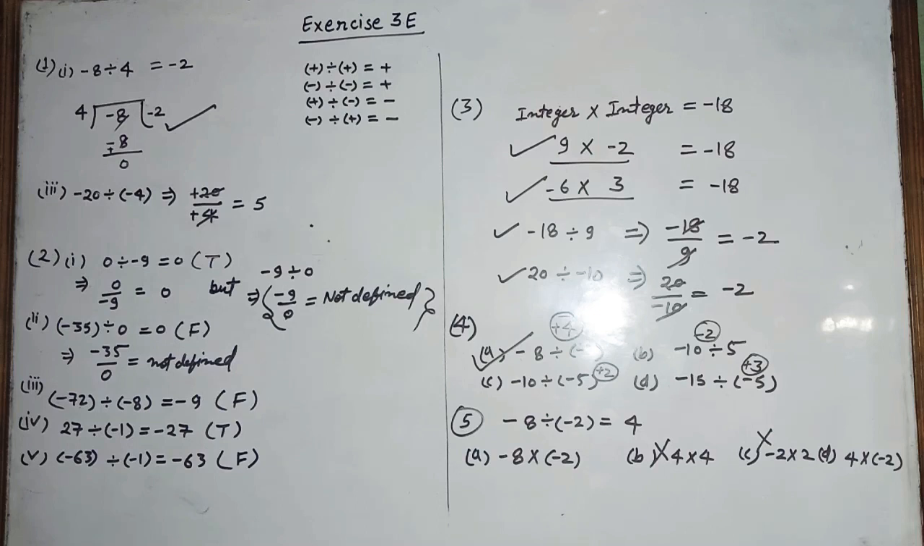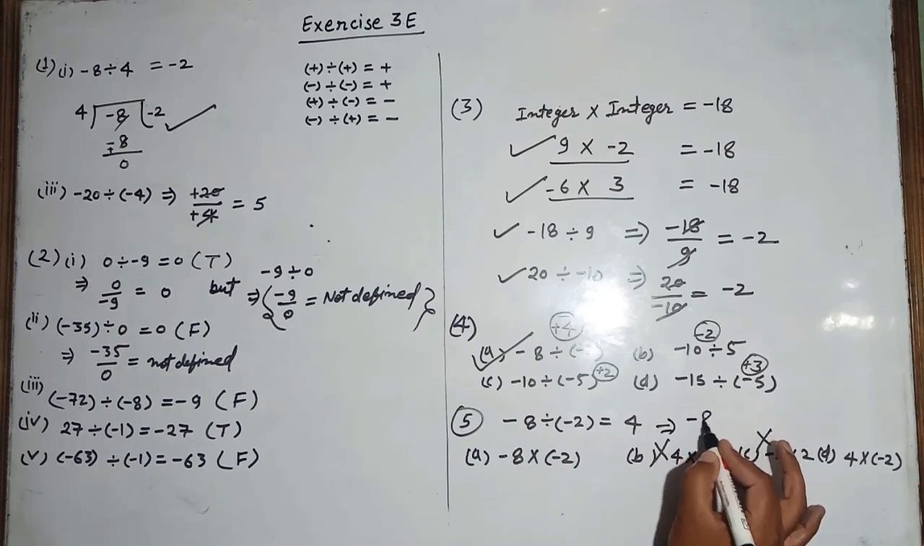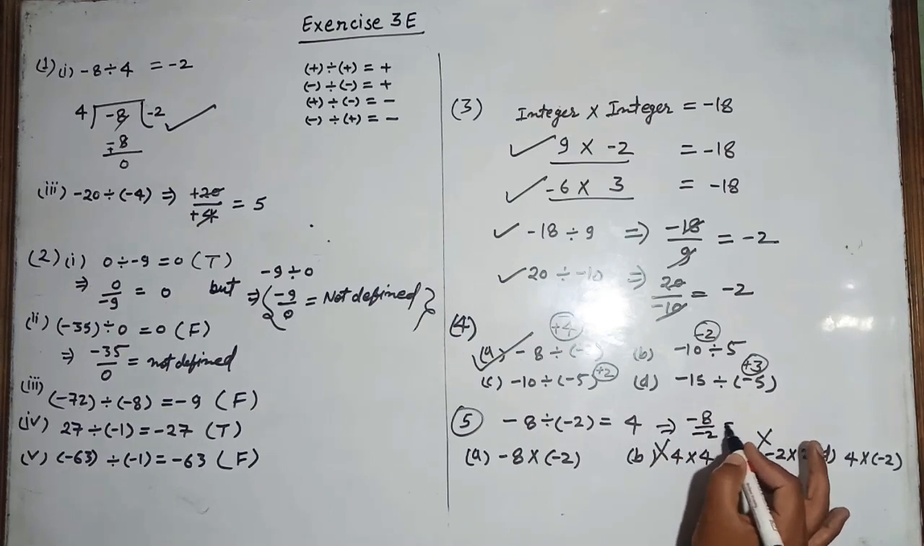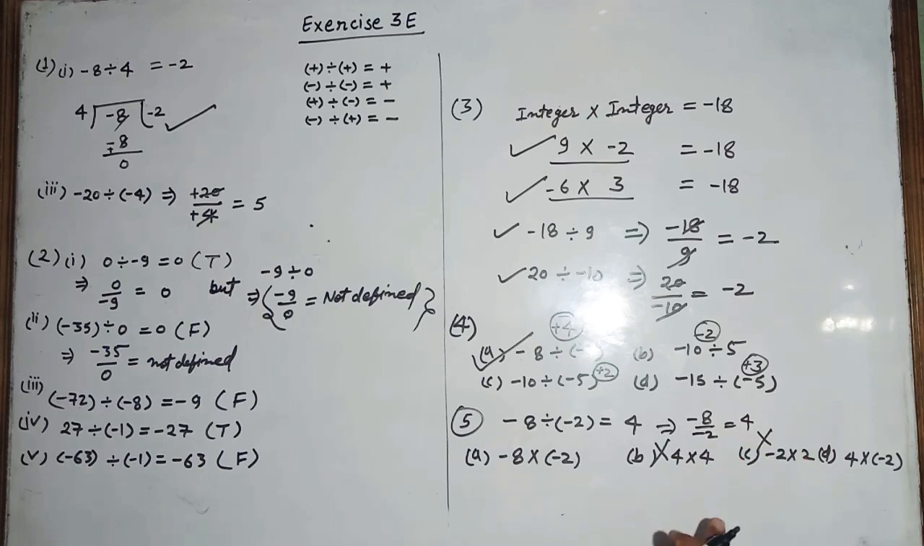Which of these expressions checks the solution of the division problem? Okay, we have to check that. How can we check? We can write it like this: minus 8 upon minus 2 is equal to 4. So 4 into minus 2 will be our checking answer, which means option D is correct. Why? Because we can write minus 8 upon minus 2 is equal to 4, and now we can check it. Minus 2, which is in division, after going to the other side will be multiplied with 4. So our answer will be D, 4 into minus 2.